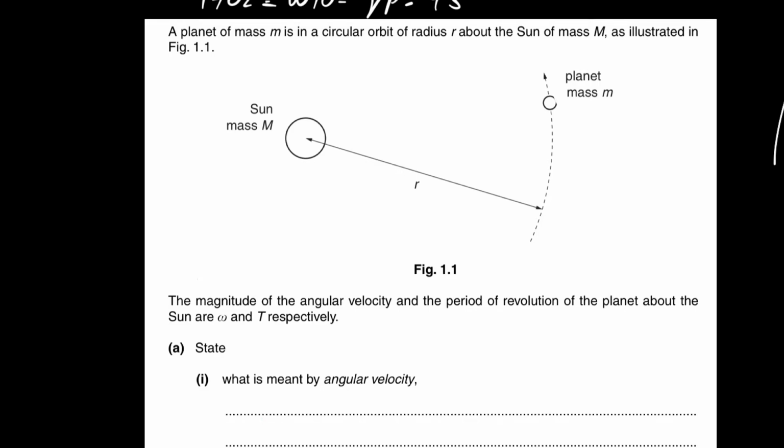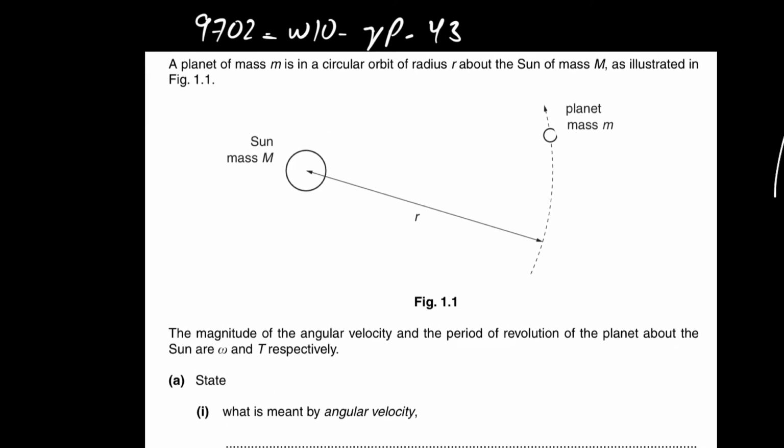So we will be solving two questions today on circular motion and gravitation. The first question here is from October-November 2010, question paper 43. There's a planet of mass m that is in a circular orbit of radius r about the sun of mass M, as illustrated in figure 1.1.